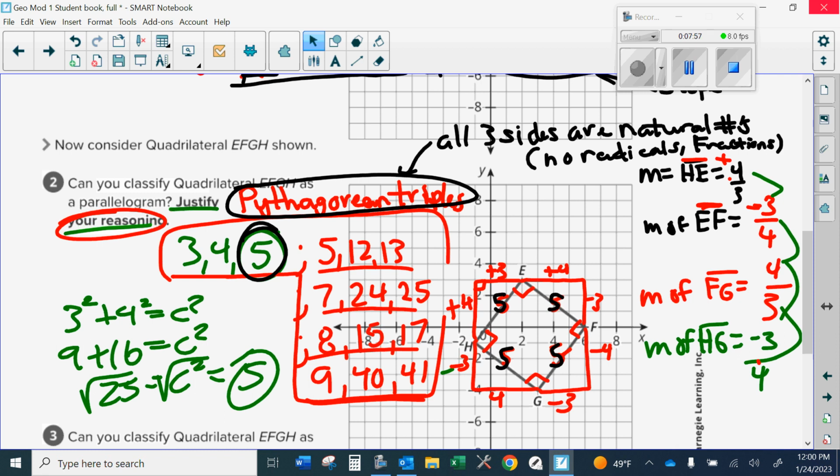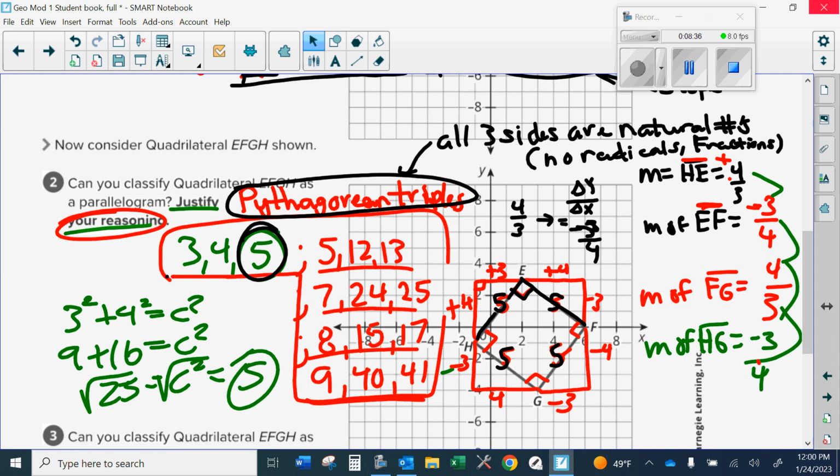Now, if they're all 4 right angles, then it becomes a square. So now I have to check to see if the slopes are negative reciprocals. That slope is 4/3. This slope right here is negative 3/4. Remember, it's change in y over change in x. Are those negative reciprocals? Yes, they are. So that's perpendicular, and I can go with that all the way around. They're all 90 degrees, all 4 sides congruent, therefore it's also a square.